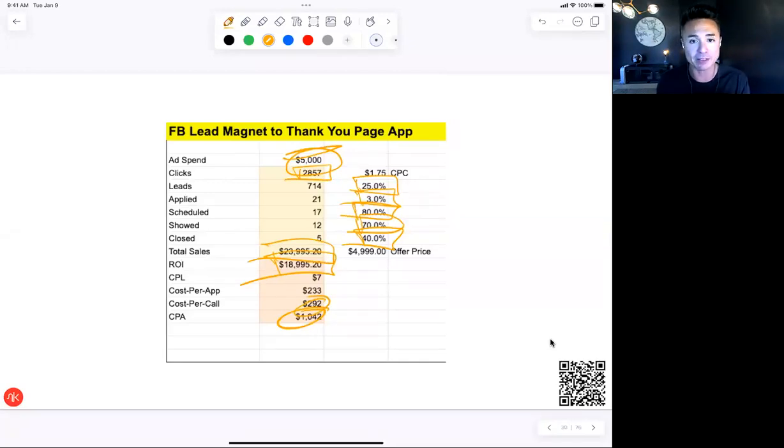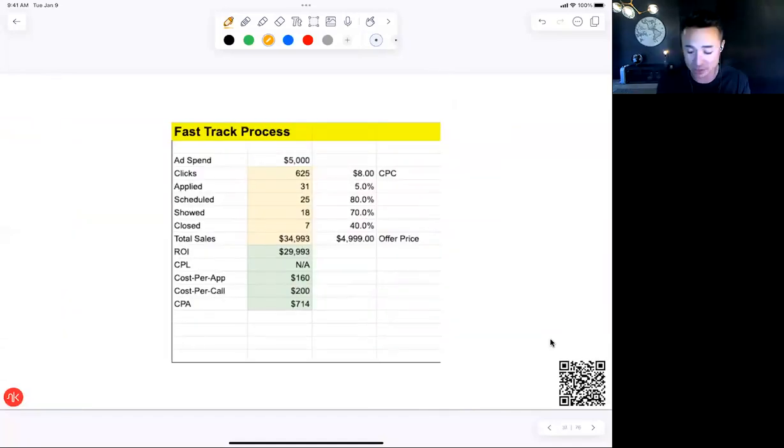But watch what happened when they ran the fast track funnel. These are not my numbers, these are their numbers. Ad spend, $5,000, got a lot less clicks. Of course they did. Right? And they spend a lot more per click. 5% of the people who hit the page applied, same numbers, 80% scheduled, 70% showed up, 40% closed. They generated $34,000. Their ROI was $29,000 and the cost per acquisition was $714.